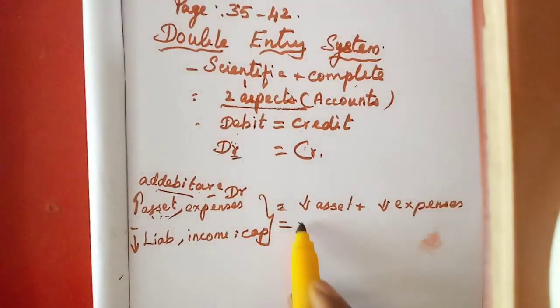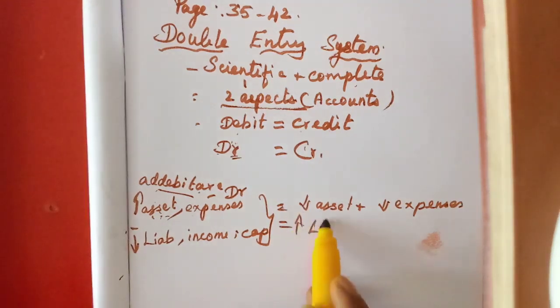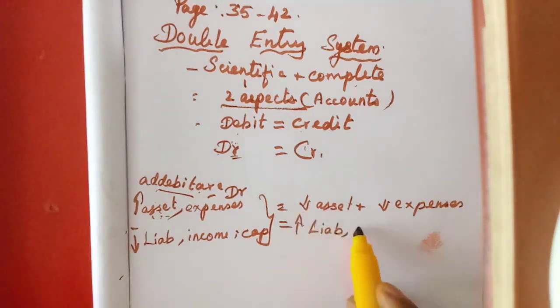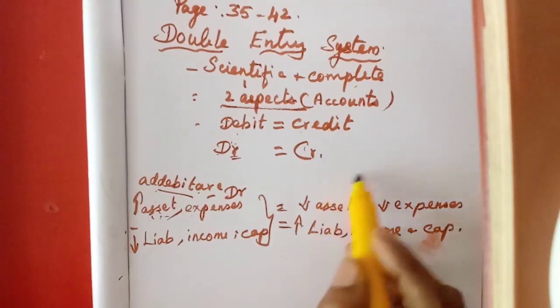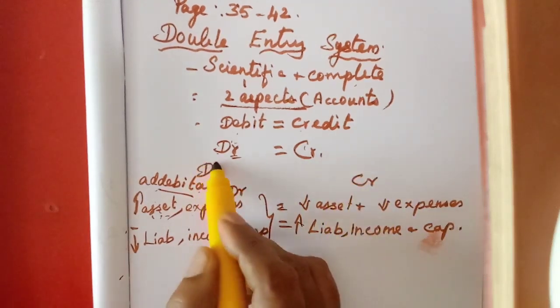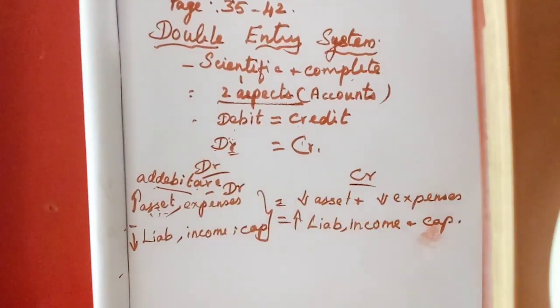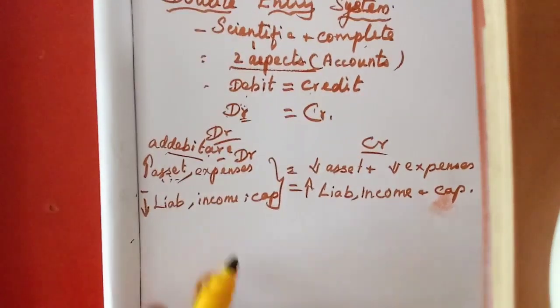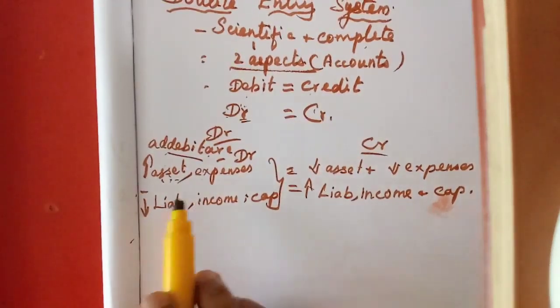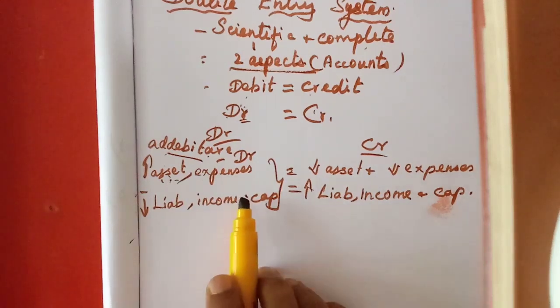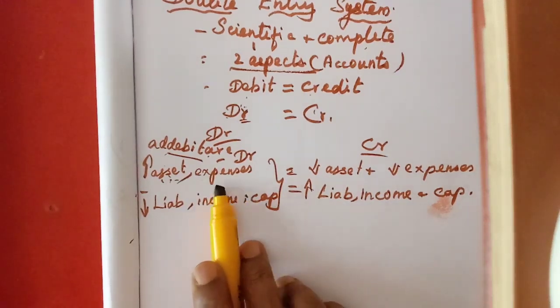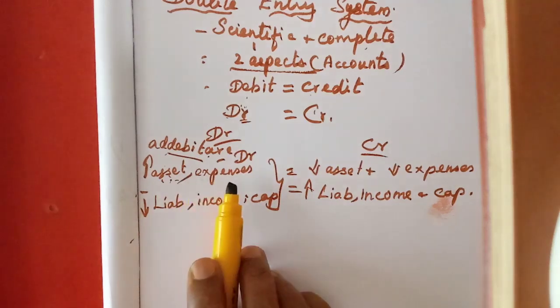At the same time, any increase in liability, any increase in income, and any increase in capital, all these will be credit. All these will be debit. Understood now? So this is very important. This will be useful for preparing the trial balance. When you learn the fifth lesson, trial balance, you will understand this one.